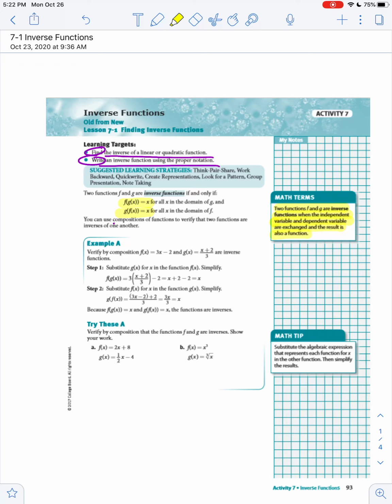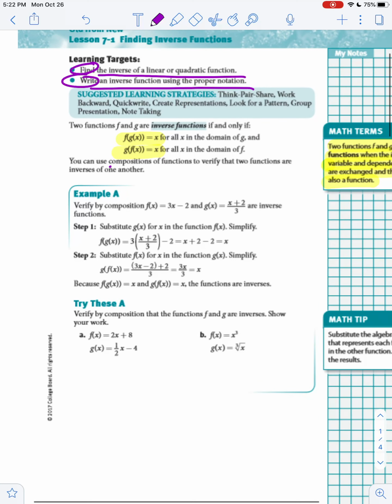Two functions are inverse functions if and only if f of g of x equals x and g of f of x equals x for all the domain in f and g. So the example I'll go through in class, I'm going to work on the triads to show you how we can do these compositions in order to show that they are inverses of each other. And then we'll talk more about what inverses actually are.